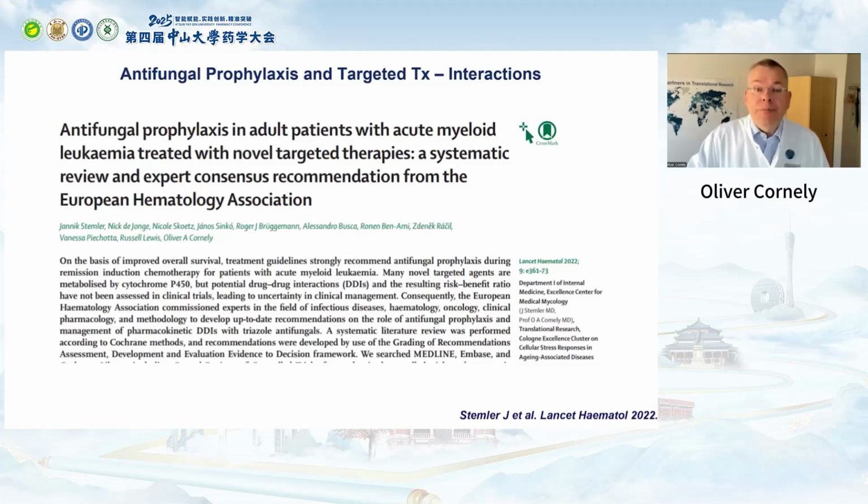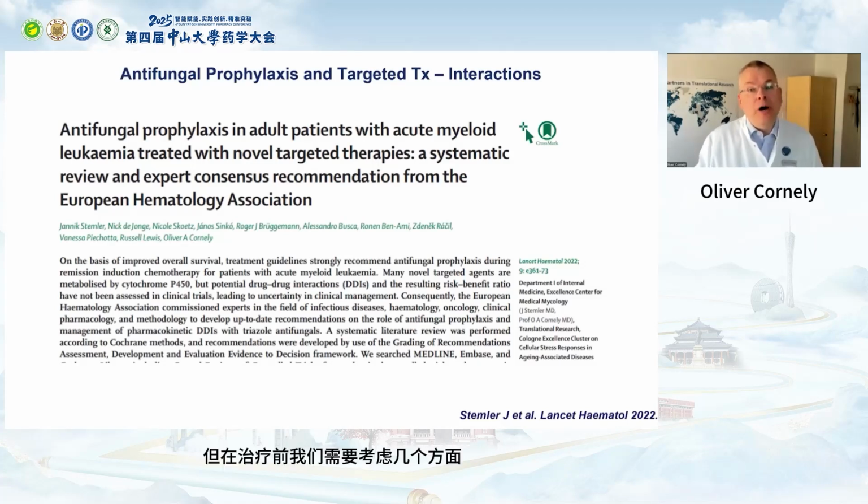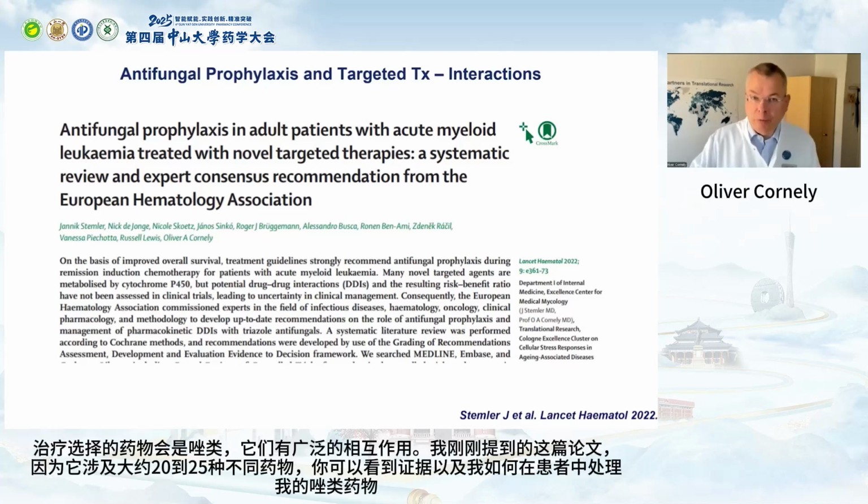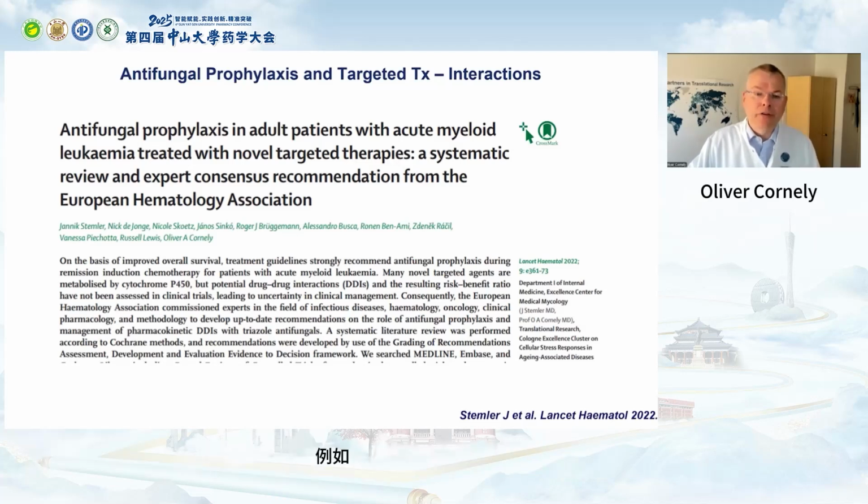Now we want to treat this, but before we do, we need to think about several aspects. One is drug-drug interactions. Is the patient receiving prophylaxis? Is the patient being treated with certain anti-leukemic drugs that might interact with prophylactic or with treatment chosen drugs? Usually that would be azoles, they have a broad spectrum of interactions. And this paper I just mentioned, because it has about 20 or 25 different drugs, and you can see what is the evidence and how do I handle my azole in these patients.